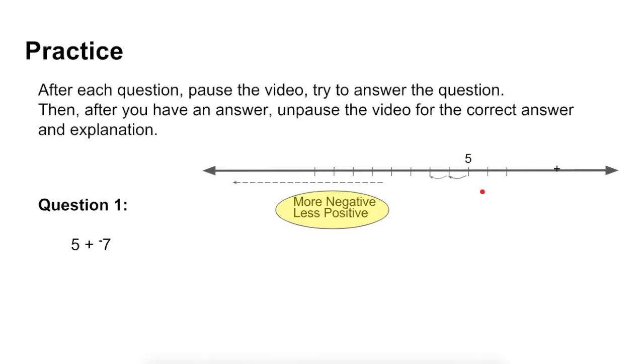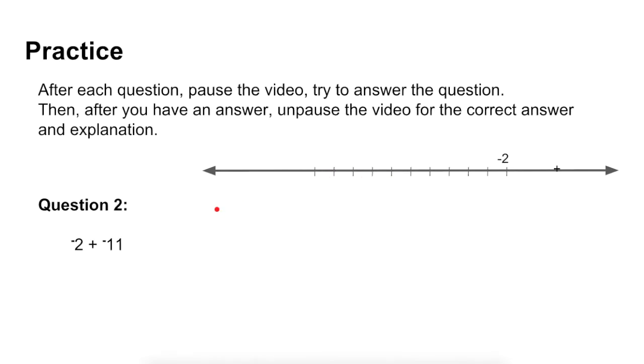So 1, 2, 3, 4, 5 gets us to 0. And then 6, 7 gets us to negative 2. So our answer is negative 2. I always try to get us, if we're going to go past 0, I try to figure out how much we go to 0, and then how much extra do we still have to go. So 5 take away 7, we have to go more negative. We have to go left 7 times. But when we go 5 times, that brought us to 0, meaning we have to go 2 more times for a total of 7. Okay, next question.